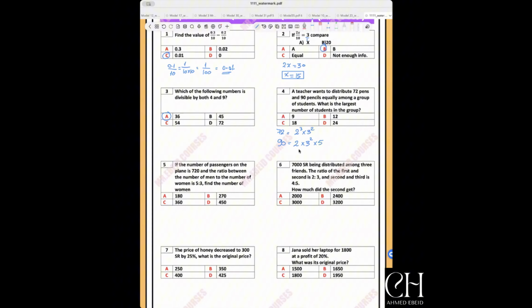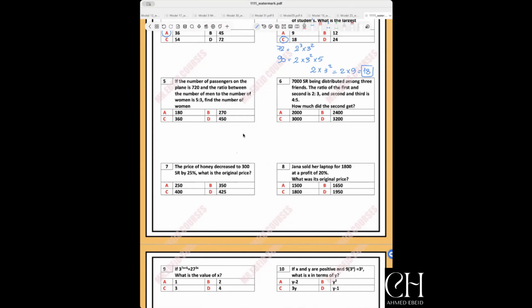What is the common factor between both? It's 2 times 3 raised to the power of 2. So it's 2 times 3 squared, which equals 2 times 9, so it's 18. So the answer is C.